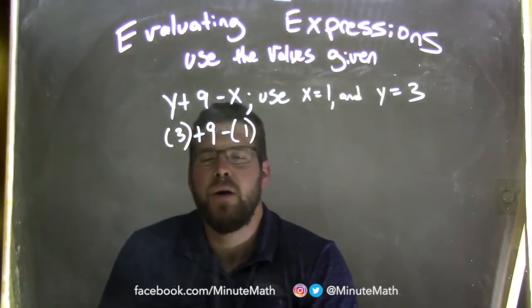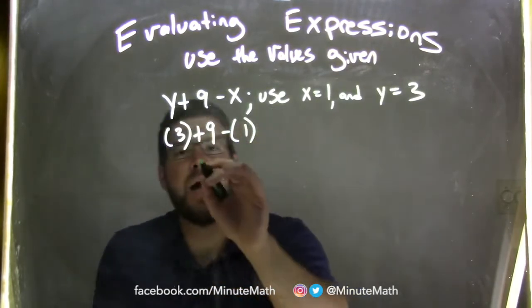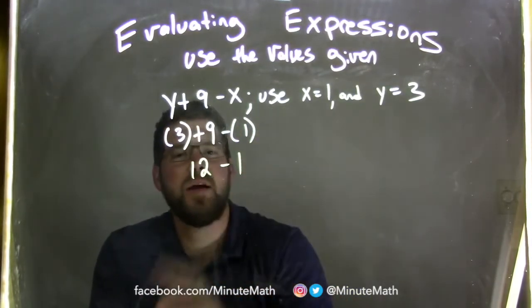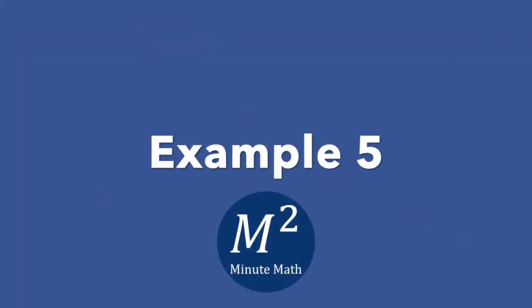right? So now, again, putting parentheses around the 1. So 3 plus 9 comes first. 3 plus 9 is 12 minus 1, and 12 minus 1 is 11. And there's our final answer.